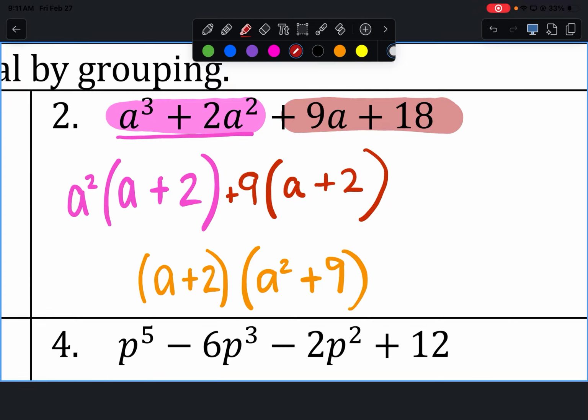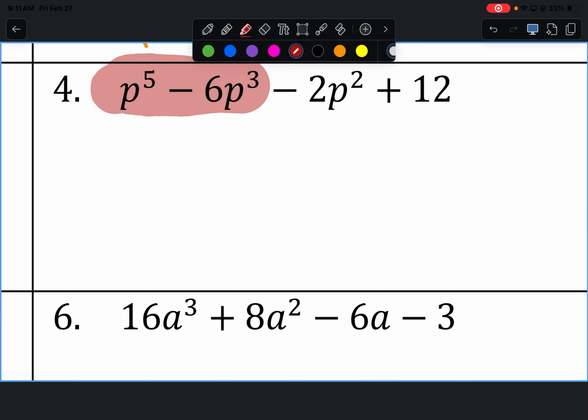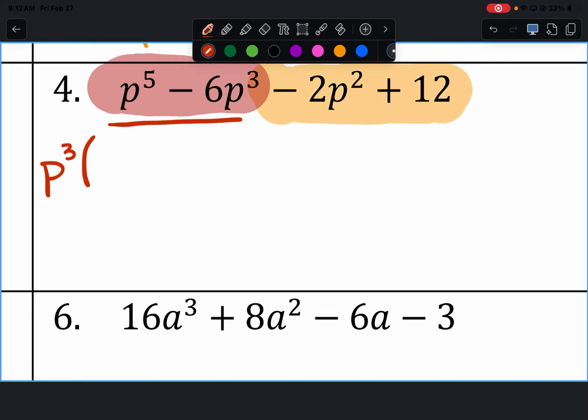All right, for number 4, we're going to group our first 2 terms, and we're going to group our last 2 terms. So when we group our first 2 terms, what is the GCF of p to the 5th minus 6p to the 3rd? P to the 3rd. Okay, what does that leave us with?